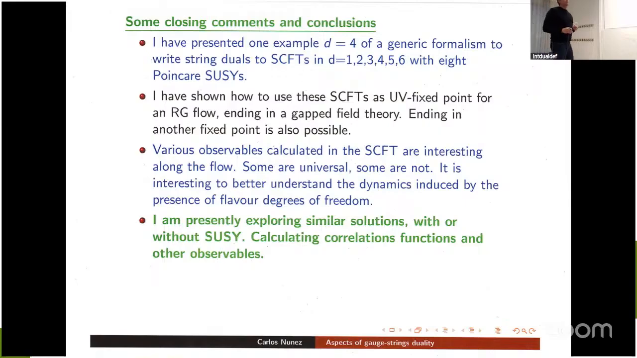Some function in the metric that turns to 0 at the end of the flow, it typically means that there is a horizon. Is it the case here?